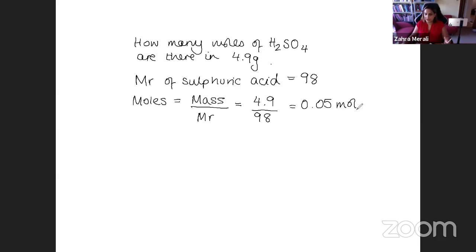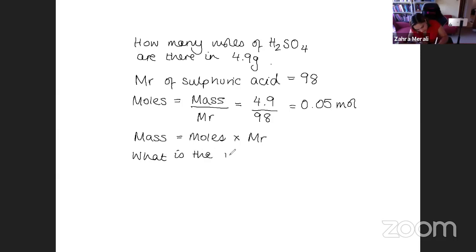Now, if we were to rearrange the equation and we wanted to find out a mass, it would be moles times MR. Now, with your exam questions, they tend to do things to the power. So you might get, you know, what is the mass of, let's say, 5.2 times 10 to the 7 moles of copper.